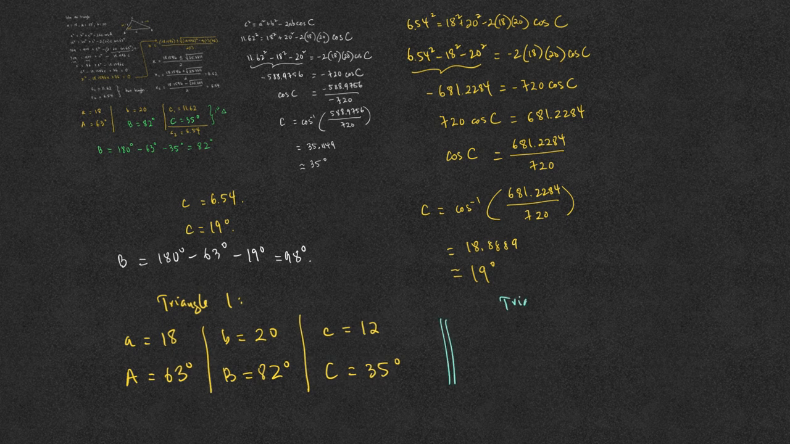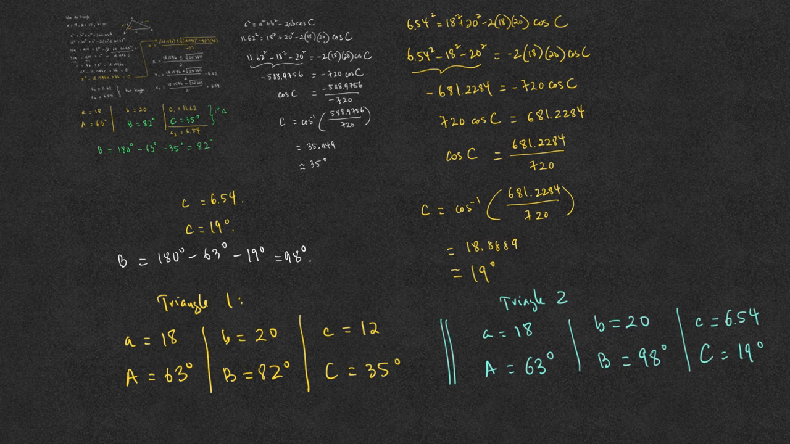For the second triangle, the lowercase a is 18, the uppercase A is 63 degrees. There's nothing we can do about these because these are given. The lowercase b is given, 20. The uppercase B, we found it. It is 98 degrees. The lowercase c, we found it. It is 6.54. And the uppercase C is 19 degrees. And again, if we are to round the final answer to the nearest whole number, then 6.54 can be rounded to 7.